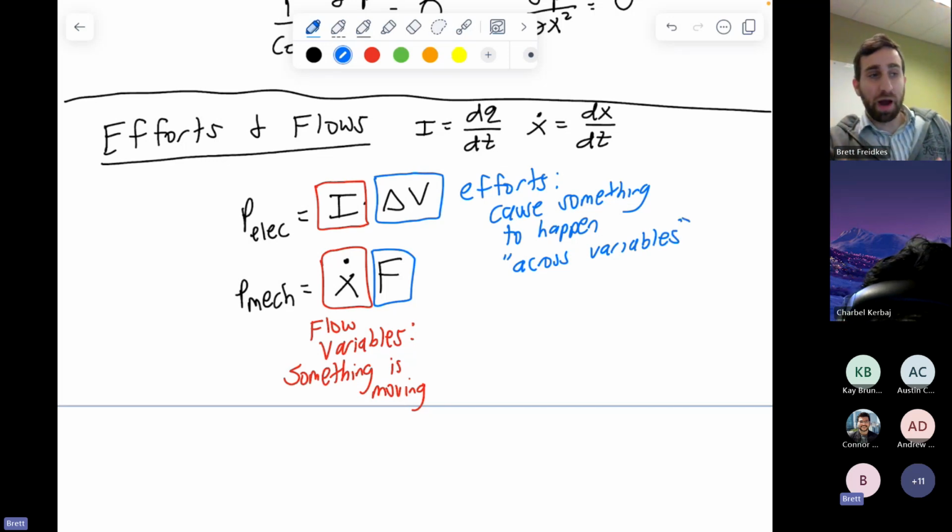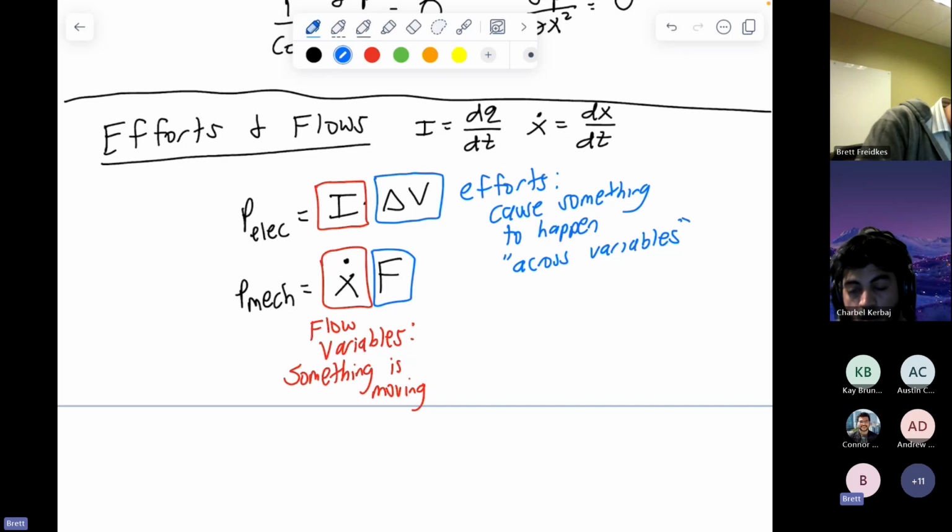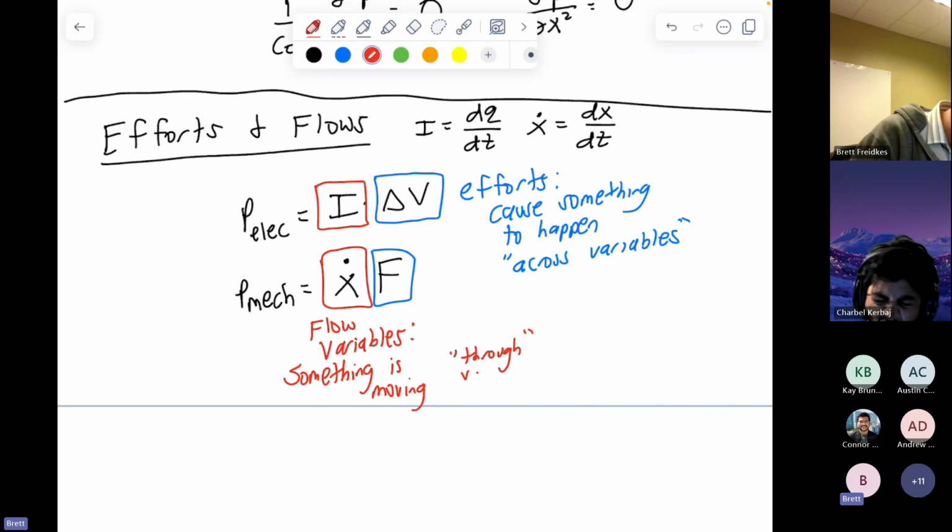We think about voltage drop. It's a voltage drop across a component. And our flow we think about as being through variables, because current goes through a component.